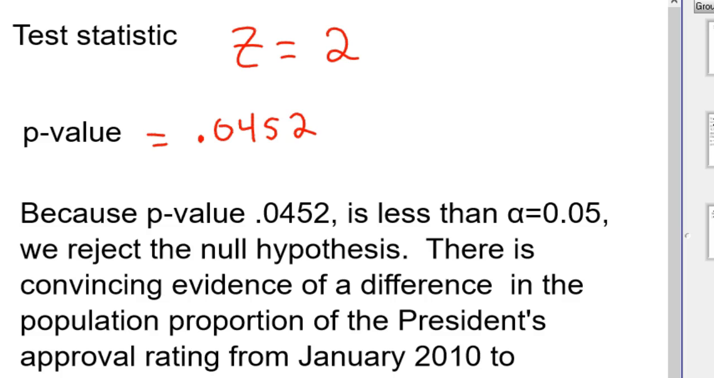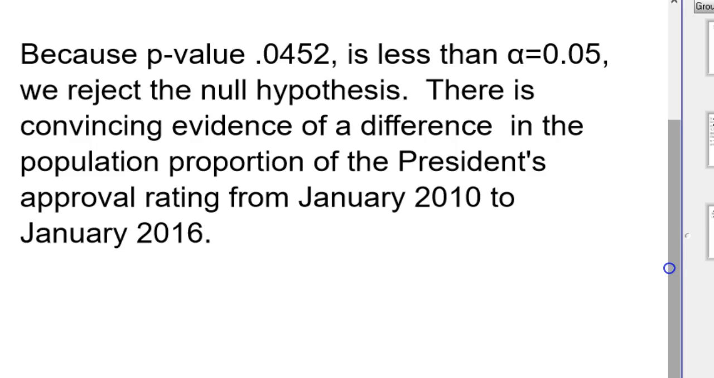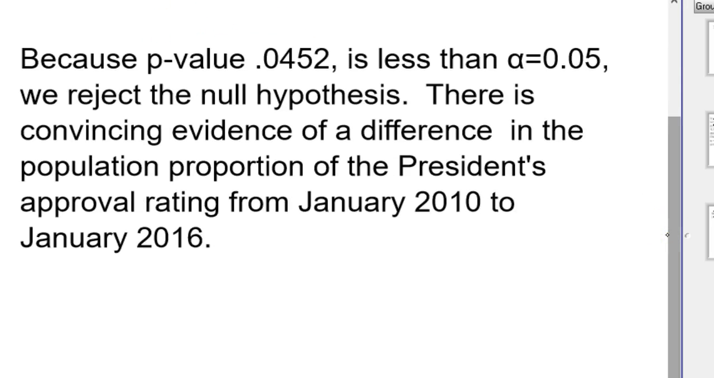So we'll go ahead and put our test statistic in the report. Z is equal to 2.02. Our p-value is 0.0452, and because p-value of 0.0452 is less than alpha of 0.05, we reject the null hypothesis and say that there is convincing evidence of a difference in the population proportion of the President's approval rating from January 2010 to January 2016.